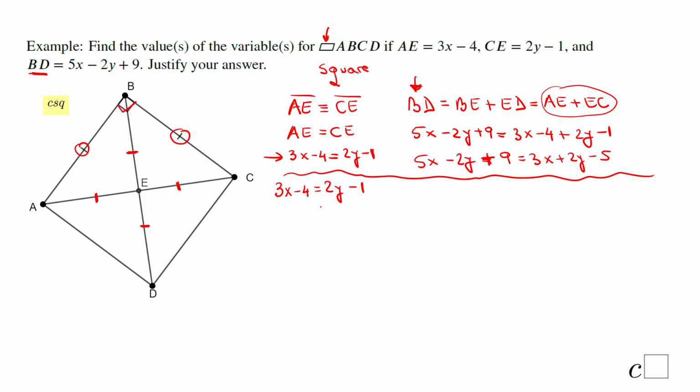So here I'm going to subtract 2y. So I'm going to get 3x, and don't forget we do that here also, minus 2y. And then I'm going to add a 4 here to get rid of this minus 4, and obviously add a 4 here. So we have this first equation. And let's do something very similar with the other one. 5x minus 2y plus 9 equals 3x plus 2y minus 5.